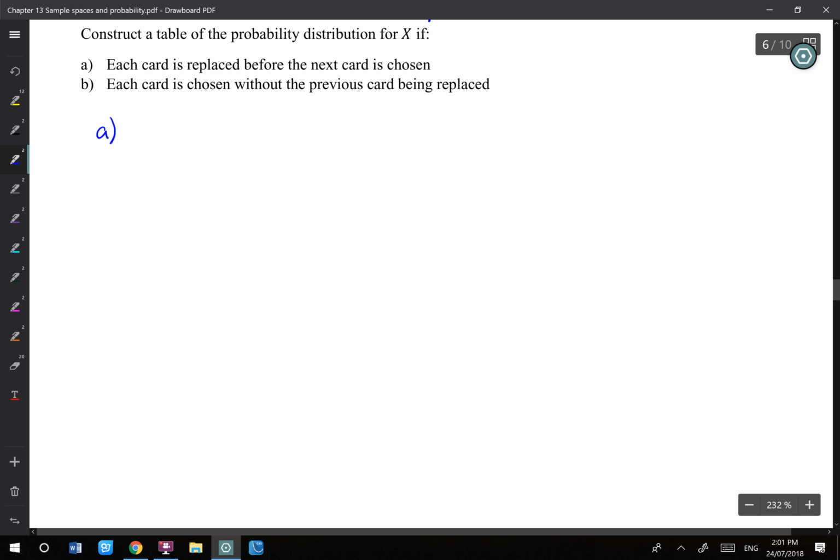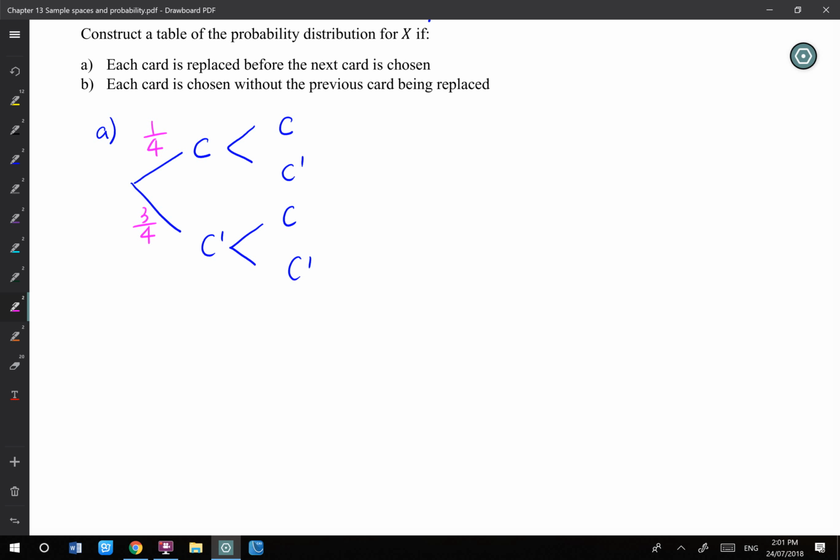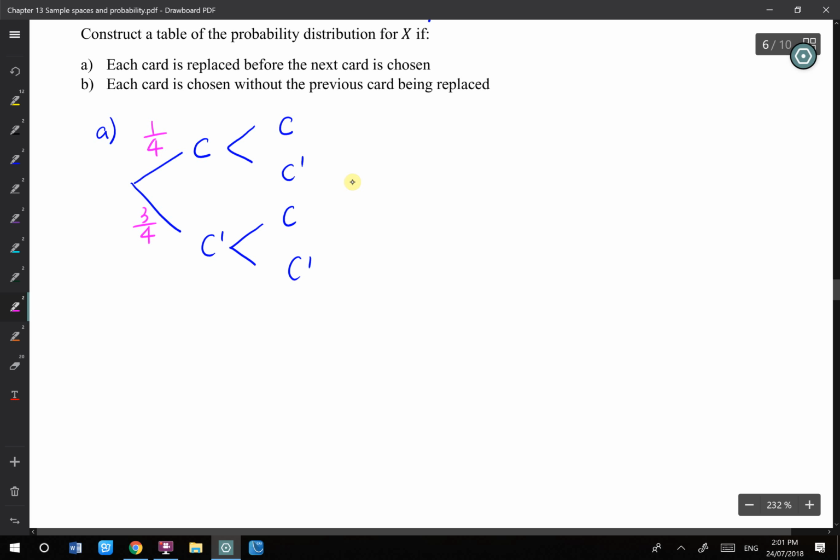So for A, I can choose club, not club, and club, not club for the second time. For the first time, I have club, not club. Okay, I still draw it backwards. The probability of getting a club is 1 on 4. The probability of not getting a club is 3 on 4 for your first time. For the second time, because it's replaced back, it doesn't matter what you selected the first time. They are independent events. So it's a quarter, 3 quarters, a quarter, and 3 quarters.